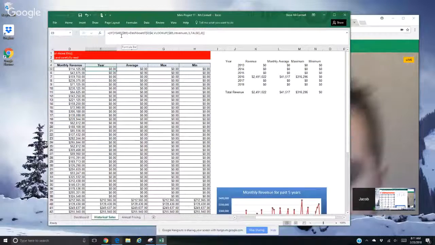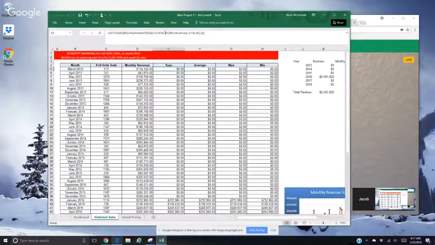So I put: if the year on the dashboard equals the same as the year, where is it, V5? Then the VLOOKUP. I made the whole table, a whole table called revenue. And then I said, give me the average monthly revenue. And if it's not that year, give me a 0.